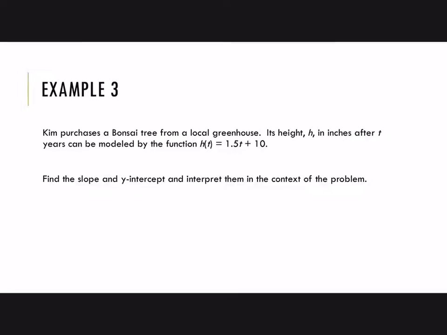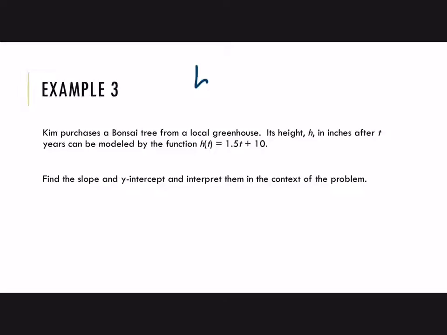So here we actually have the equation, and it's given in function form. Let me remind you about this notation, this h of t. This is like a label. This is in place of a y, so we could have said y equals 1.5t plus 10, but we're using function notation to emphasize the fact that the height depends on the time. How tall the tree is depends on how many years after the time that it was purchased.